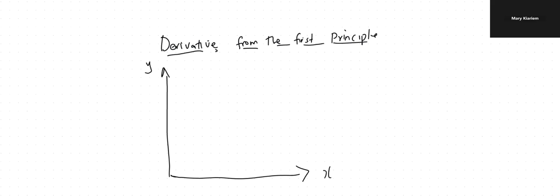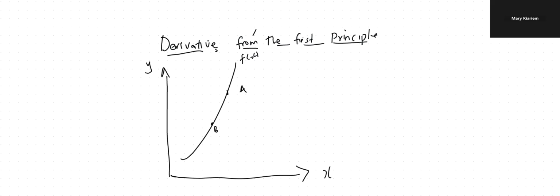Suppose we have an arbitrary function, I'm calling it f of x, and we have 2 points. We have a point A here, and we have a point B here. Derivative simply means change. That is change in y over change in x.